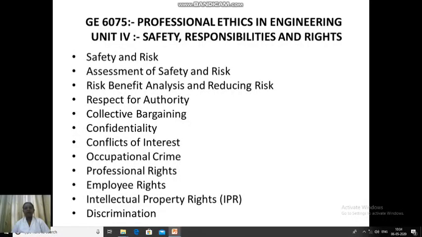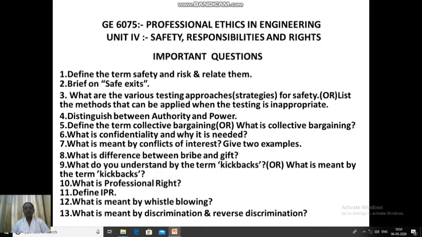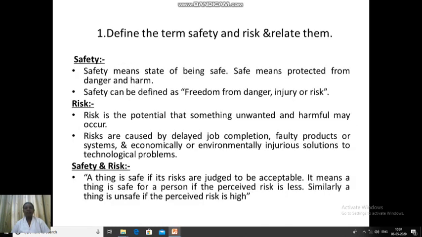This is the syllabus of safety, responsibilities and rights. These are the important questions I am going to explain to you now. The first question is, define the term safety and risk and relate them.